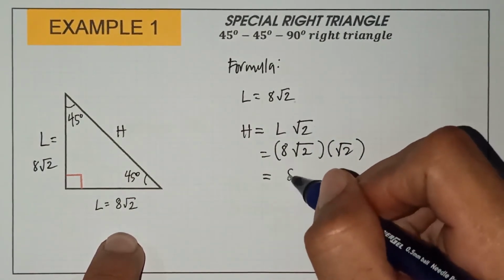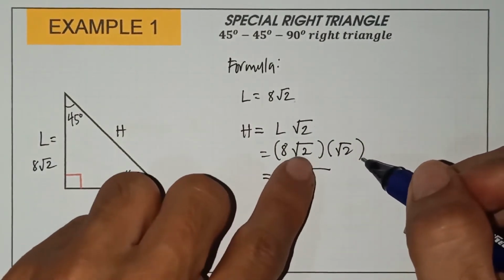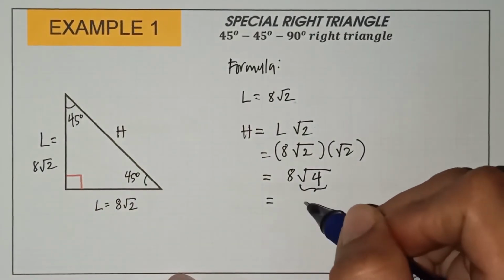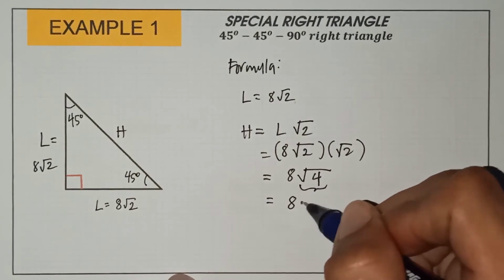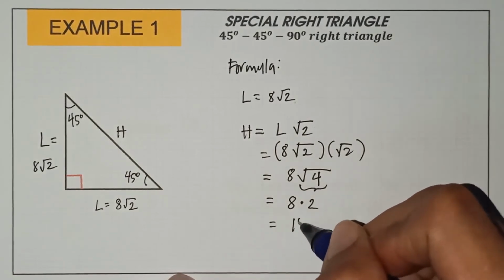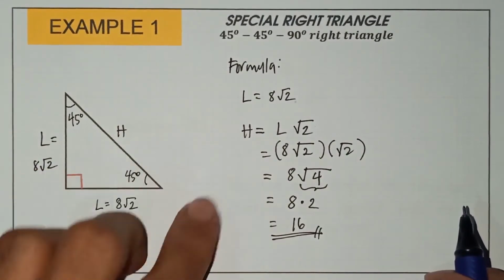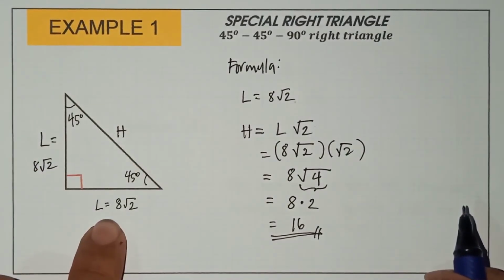This is now 8 square root of 2 times square root of 2, which is square root of 4, and the square root of 4 is 2. That's why 8 times 2, and the answer is 16. This is now the value of the hypotenuse given the length is equal to 8 square root of 2.